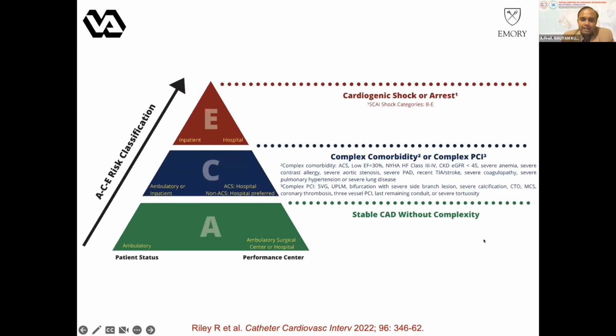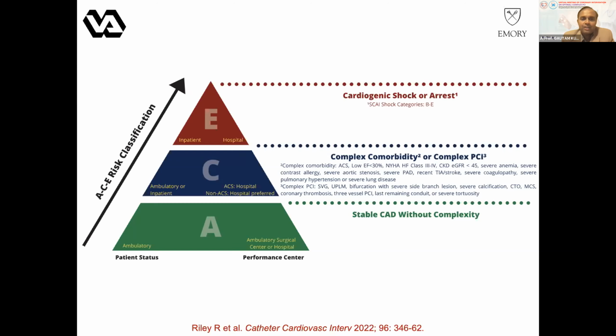You have stable CAD without complexity, A, and you have complex comorbidity or complex PCI. Complex comorbidities being defined by ACS, low EF 30%, heart failure class 3 to 4, CKD, severe anemia, severe contrast allergy, severe aortic stenosis, coexisting PAD, recent TIA, stroke, coagulopathy, pulmonary hypertension, or lung disease.